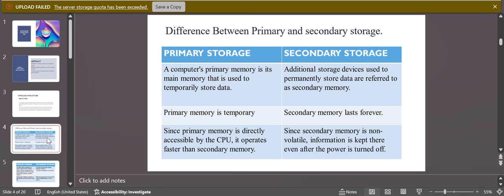Primary storage is used to temporarily store data, and additional storage devices are used to permanently store data, referred to as secondary storage. Primary memory is temporary and secondary memory is permanent. Primary memory is directly accessed by the CPU. It operates faster than secondary memory. Secondary memory is non-volatile. Information is kept there even after the power is turned off.